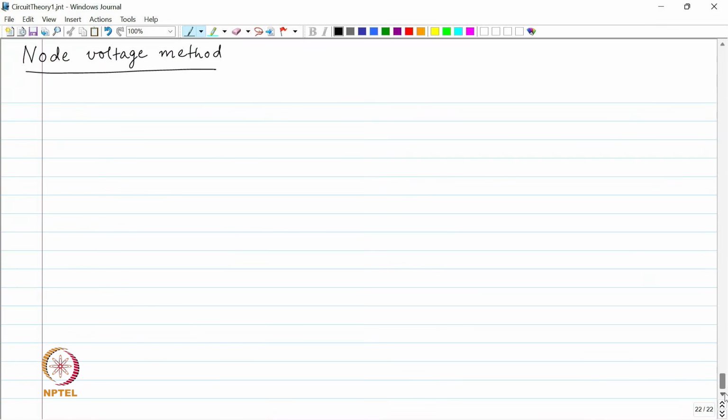So, the node voltage method is going to use only KCL. So, even though this is node voltage, we are only going to use KCL. Okay. Let us do an example.